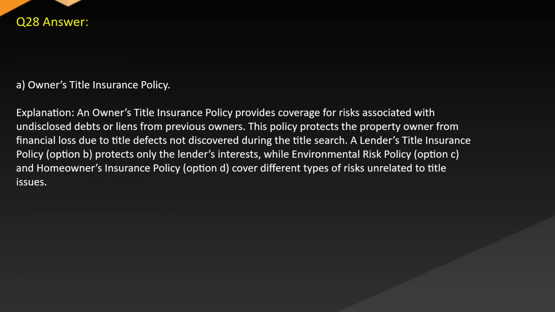Answer: A. Owner's title insurance policy. Explanation: an owner's title insurance policy provides coverage for risks associated with undisclosed debts or liens from previous owners. This policy protects the property owner from financial loss due to title defects not discovered during the title search. A lender's title insurance policy, option B, protects only the lender's interests, while environmental risk policy, option C, and homeowner's insurance policy, option D, cover different types of risks unrelated to title issues.